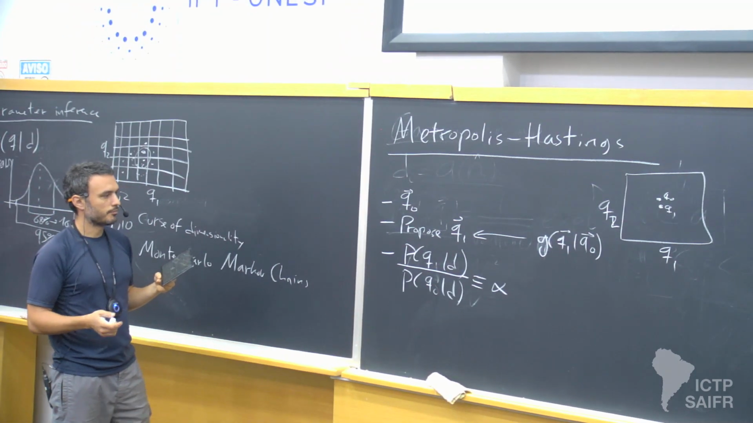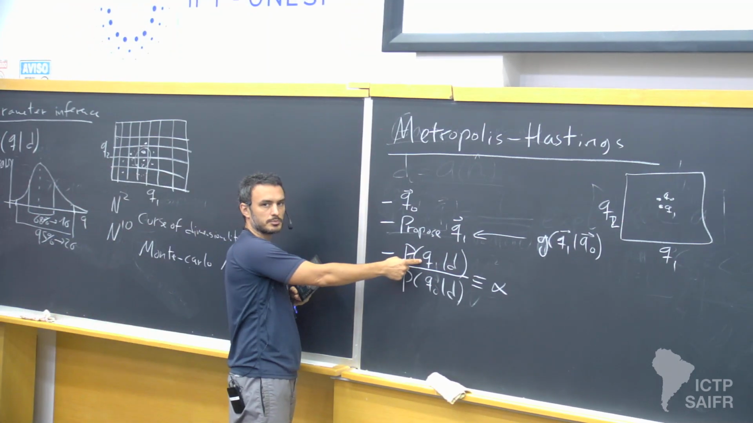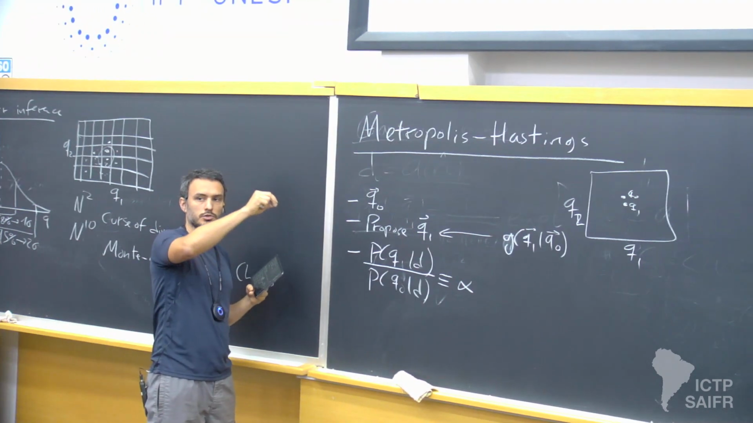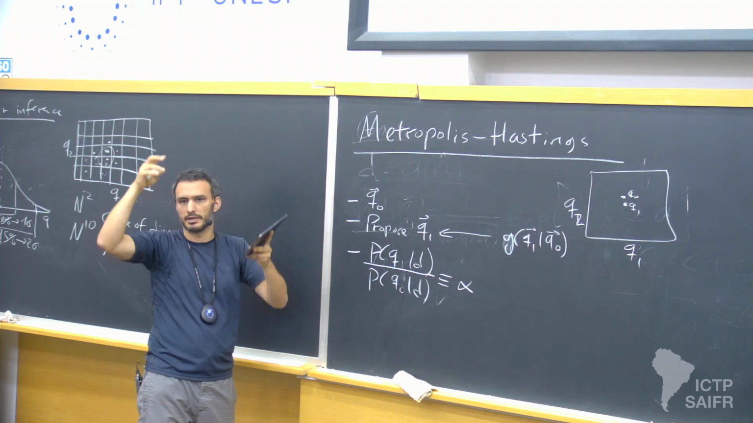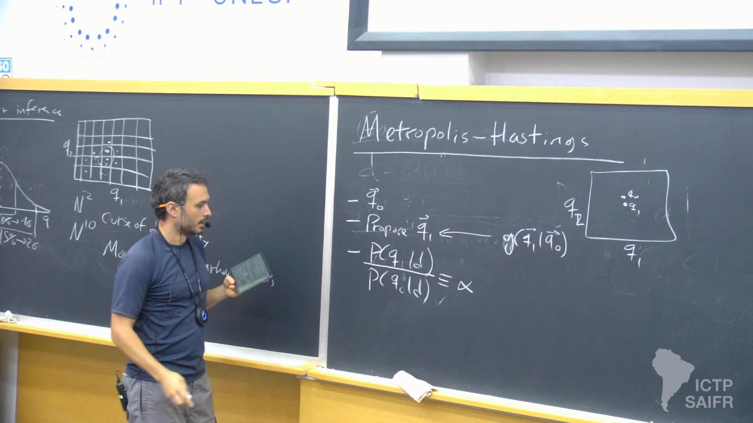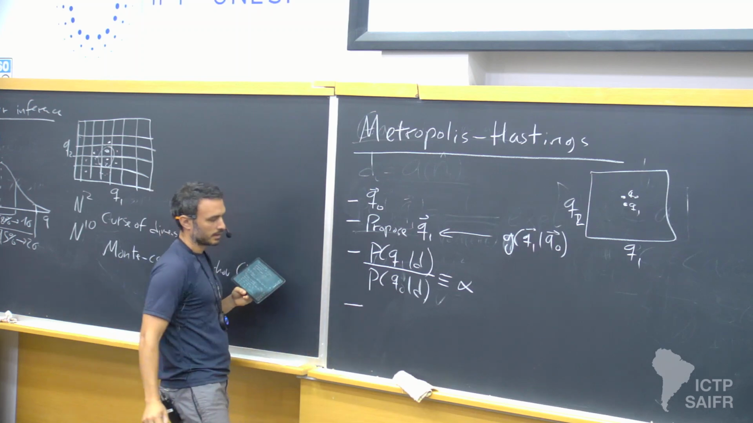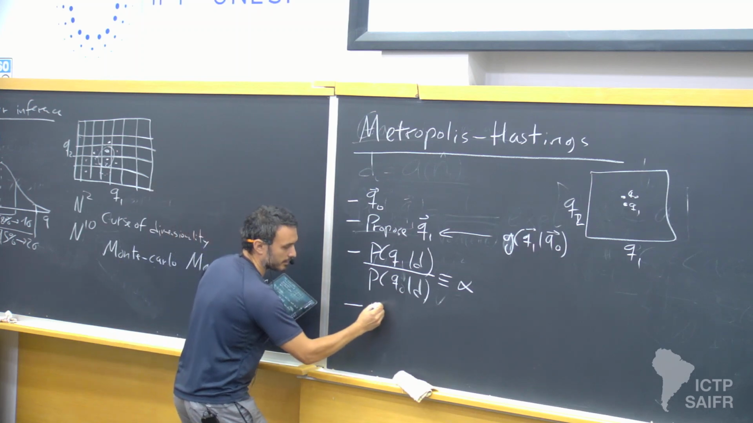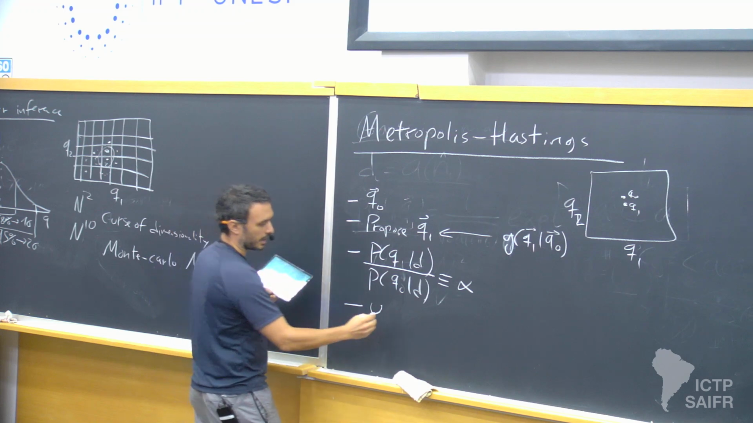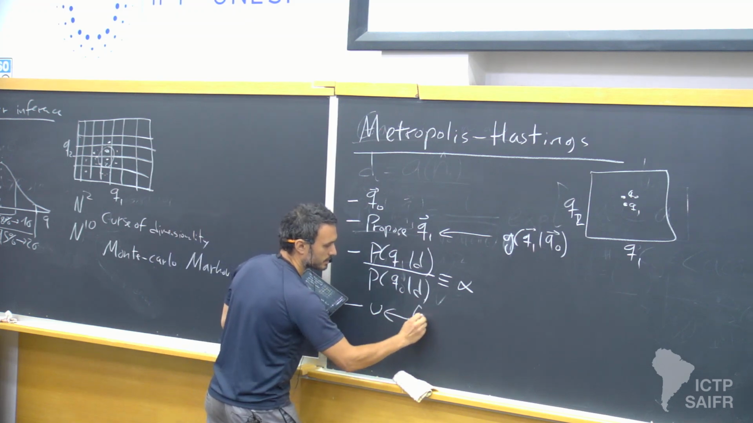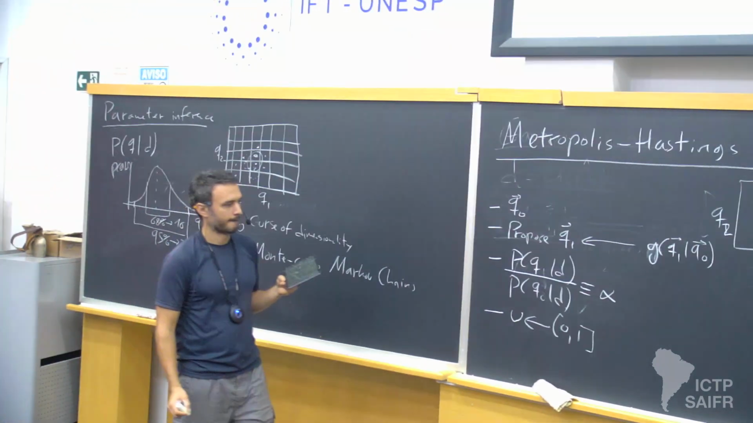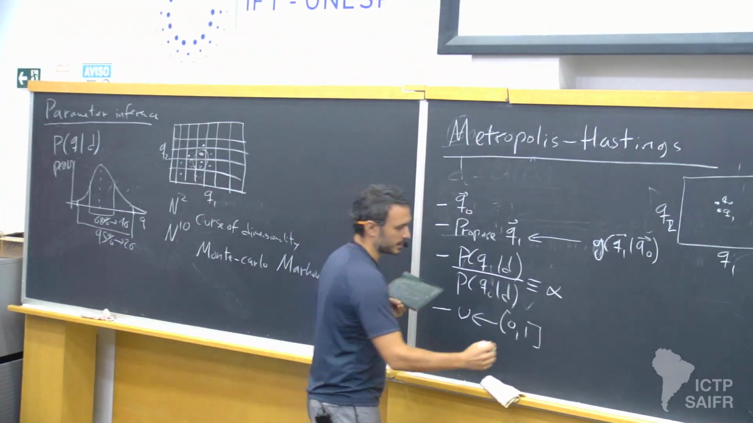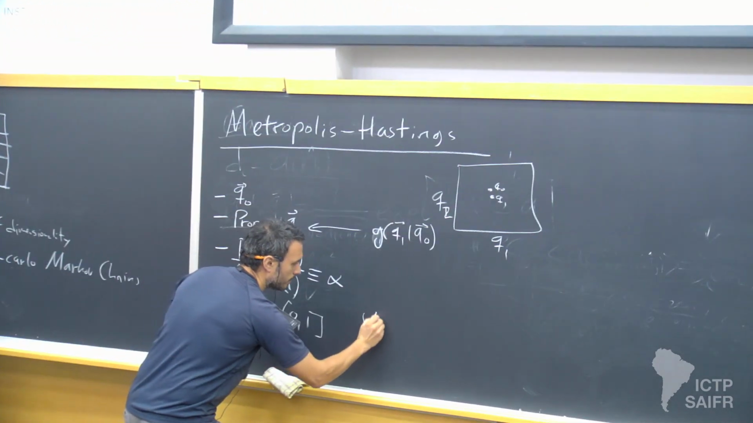All right. If we just accepted this point just because it's more likely, then the only thing we will achieve is going towards the maximum, and we don't care about that, right? We care about sampling the whole distribution rather than just going towards the maximum. So instead, there's an extra step we take here, where we now draw another random variable, u, from a uniform distribution in the range 0 to 1, for example. And then we ask ourselves, is u smaller than alpha?